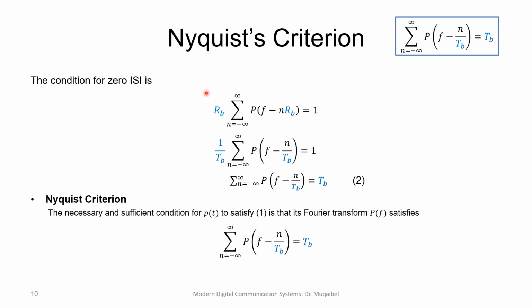Taking it one step further, this Fourier transform should be constant, and replacing R_B with 1 over T_B, multiplying both sides by T_B, we can say that if you sum the spectrum of the pulse of interest and shift it to the right and left at multiples of the transmission rate, you should get a constant. It doesn't have to be T_B, by the way, it could be any constant, but let's say T_B. So I'd like you to remember this formula. This is called Nyquist criteria in the frequency domain, and we'll get some examples and talk about it.